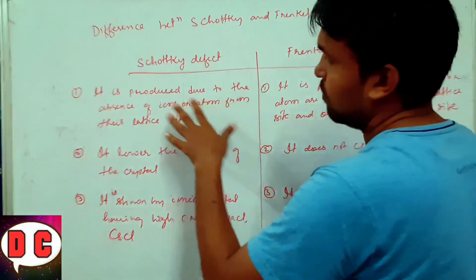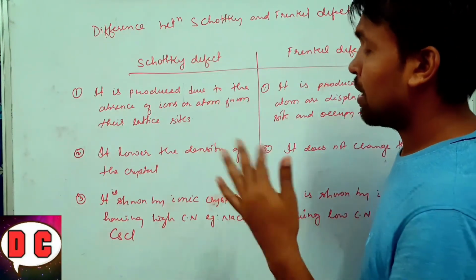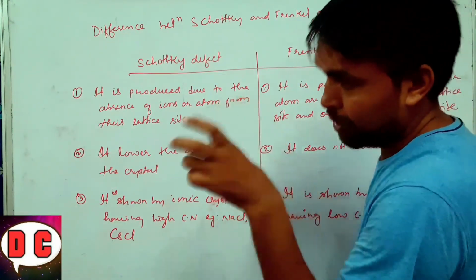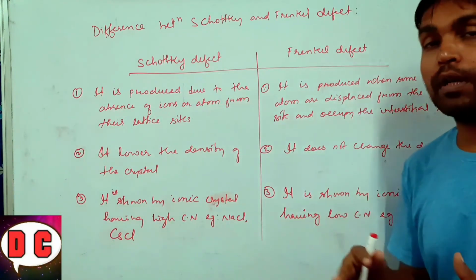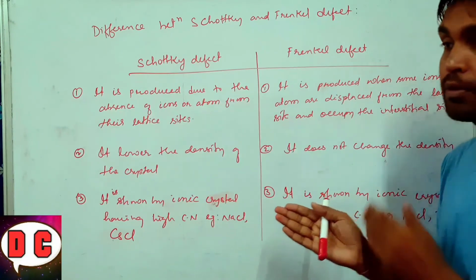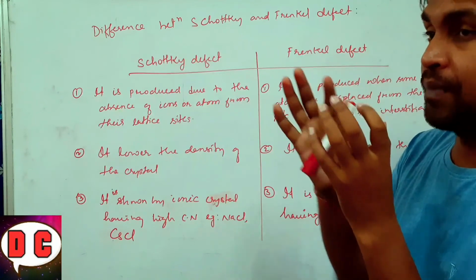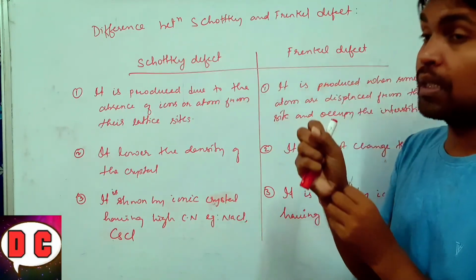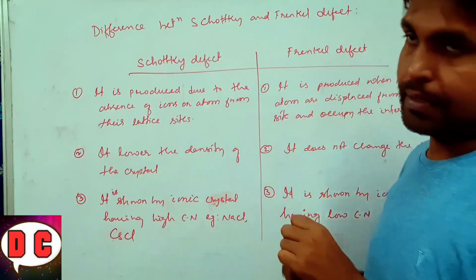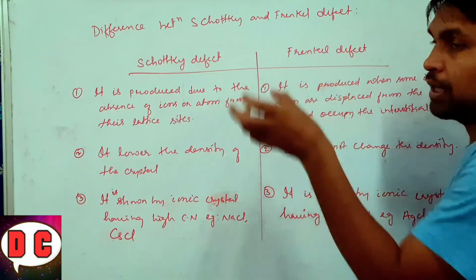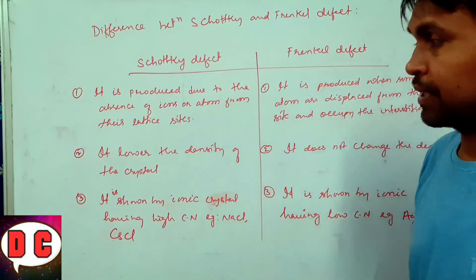So Schottky defect is what? Schottky defect is produced due to the absence of ions or atoms from where? From their lattice site, from their original positions. Whereas Frenkel defect is produced when some ions or atoms are displaced from their original position and they occupy the interstitial position, means in between the atoms or ions there is a vacant space, that is called the interstitial space. So they leave their original position and they go and occupy the vacant space. So that is called the Frenkel defect.